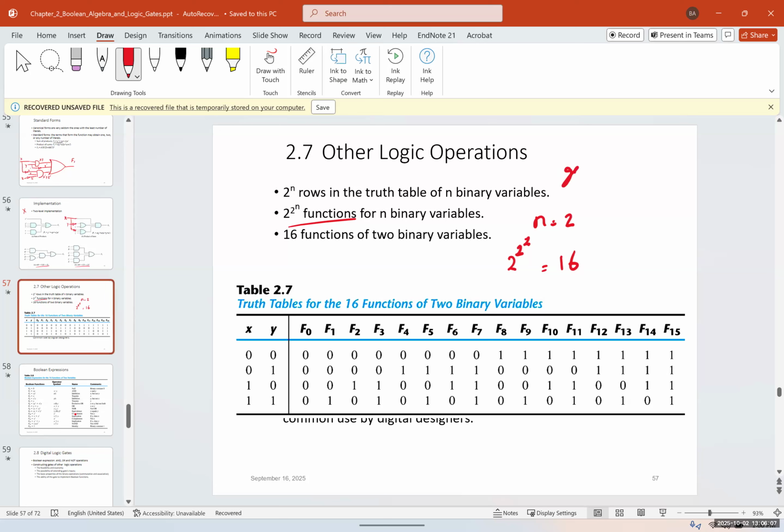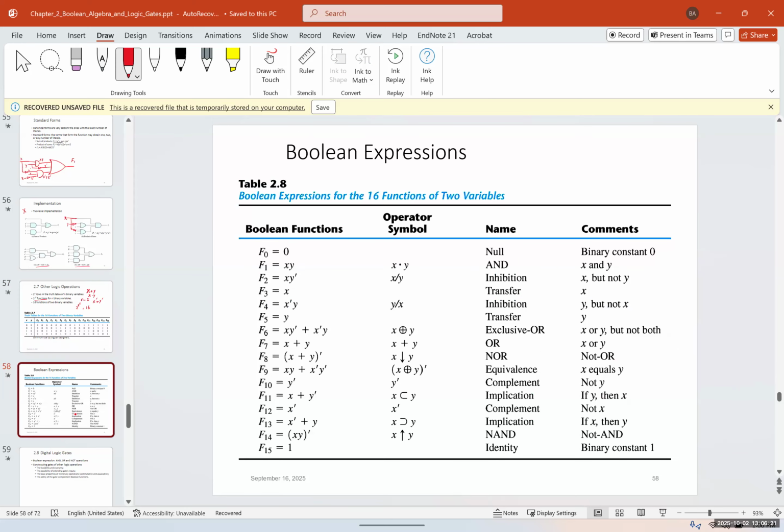For example, one combination that we have is x plus y. Another one is xy. Another one is just 0. Another one is x prime plus y prime, and so on. So if we want to expand that, the Boolean expression for all of that, f0 would be 0, f1 is xy, f2 is xy prime, f3 is x, f4 is x prime y, f5 is y, and so on until f15 is 1. So this shows all the combinations that we can build using these 2 variables. And we would have 16 different combinations.